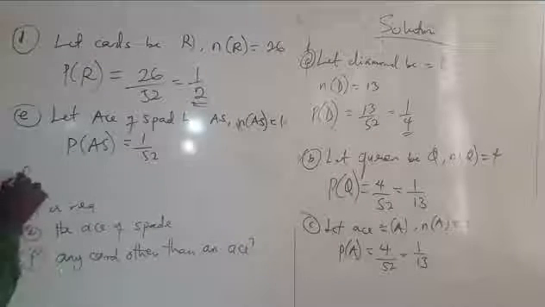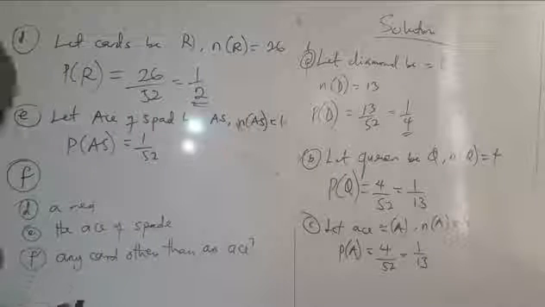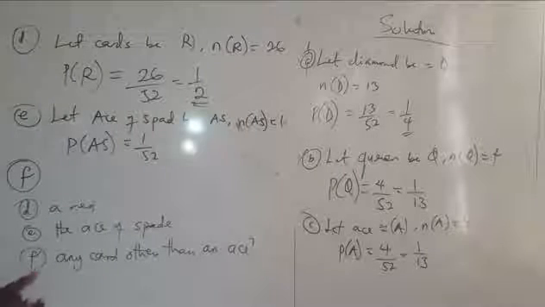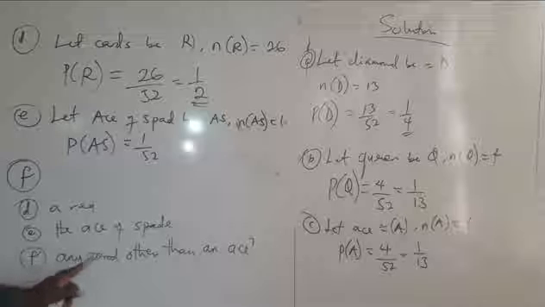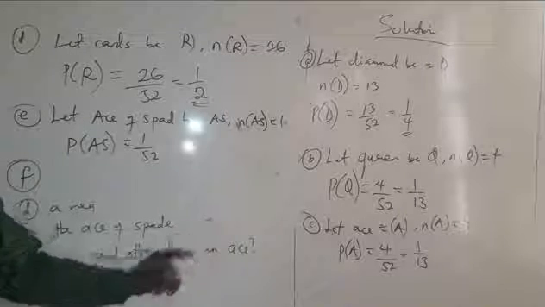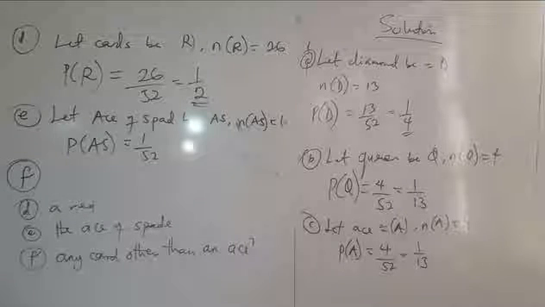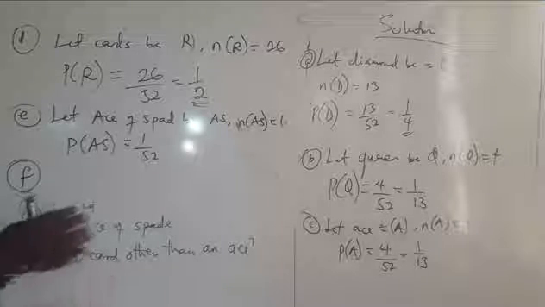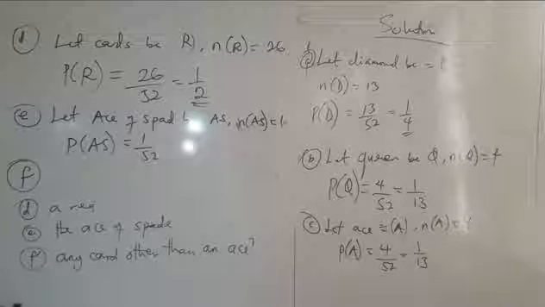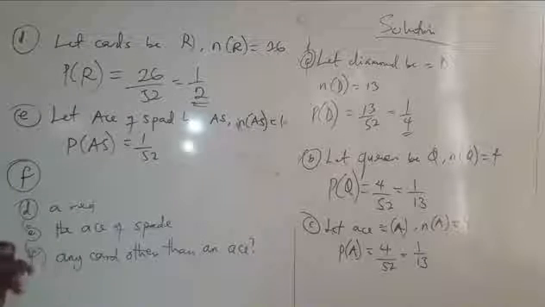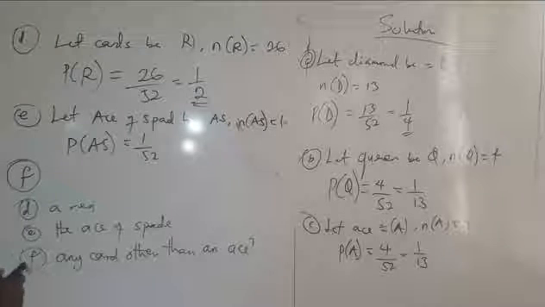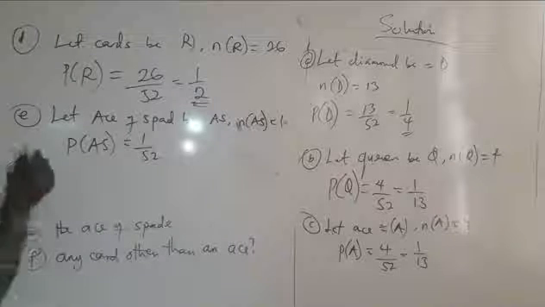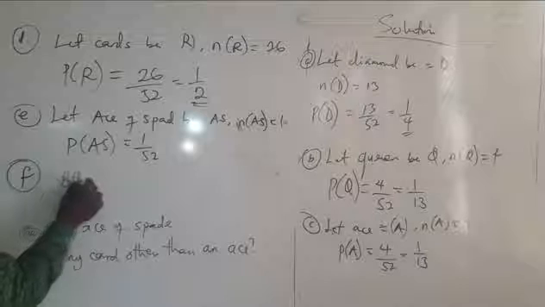And the last one here can be solved in 2 ways. What do I mean with that? Any card other than an ace. Any card other than an ace is talking about all other cards except ace. How many aces do we have there? We have 4 aces. So we subtract 4 from 52, we're going to have 48. So other cards other than ace.